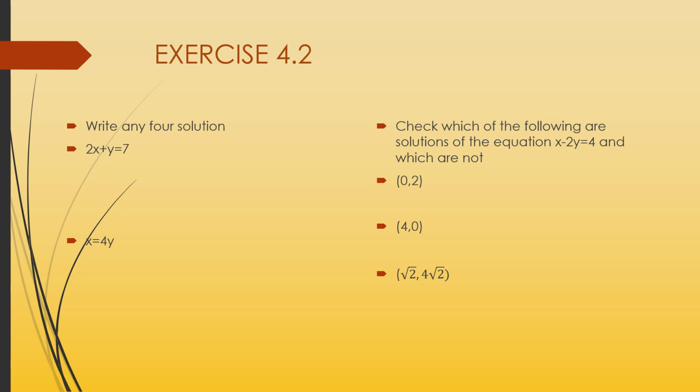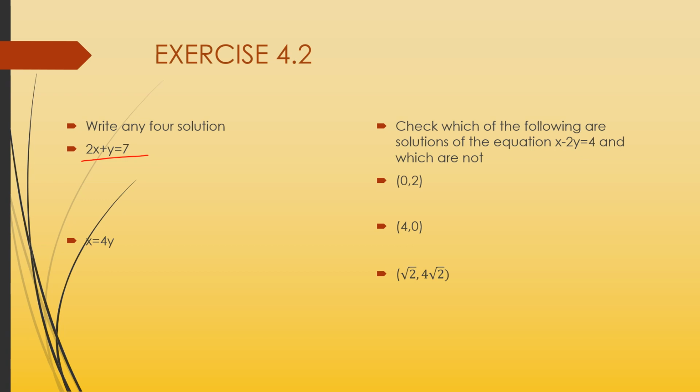Now, as I told you in the note part, a linear equation in two variables has infinitely many solutions. So here the question is, write any four solutions of the linear equation 2x plus y equals 7. Simply substitute values for x and y so that you get the result 7, or which satisfies this equation. So what are the possible values?